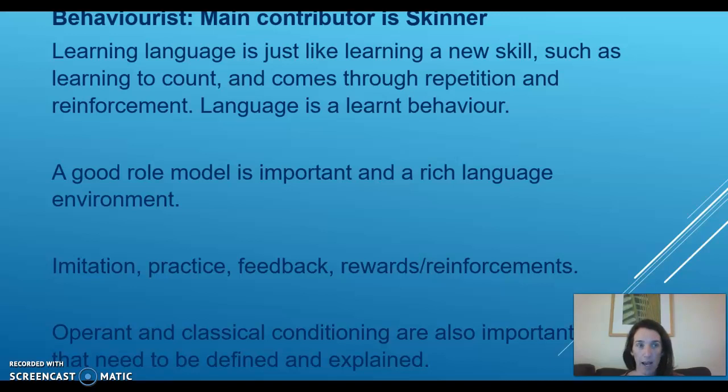So for this section on the behaviourist theory, we would really encourage you to use terms like operant and classical conditioning to help explain how this language occurs under this behaviourist umbrella. So please ensure that you define all these key terms as you introduce them to ensure that the reader understands these new terms.